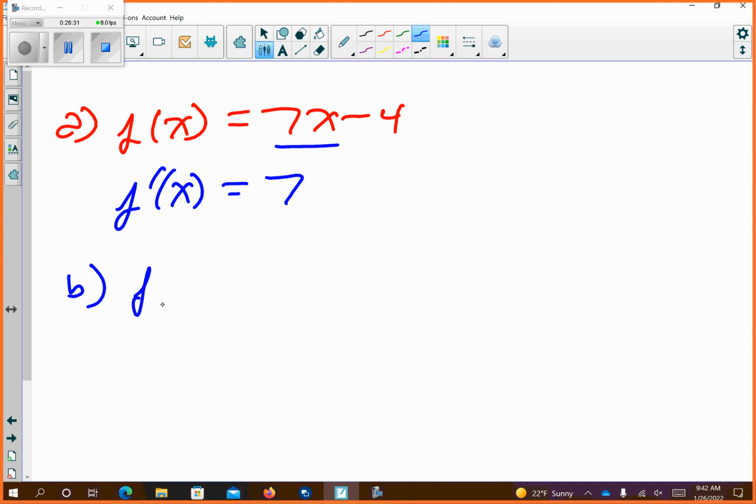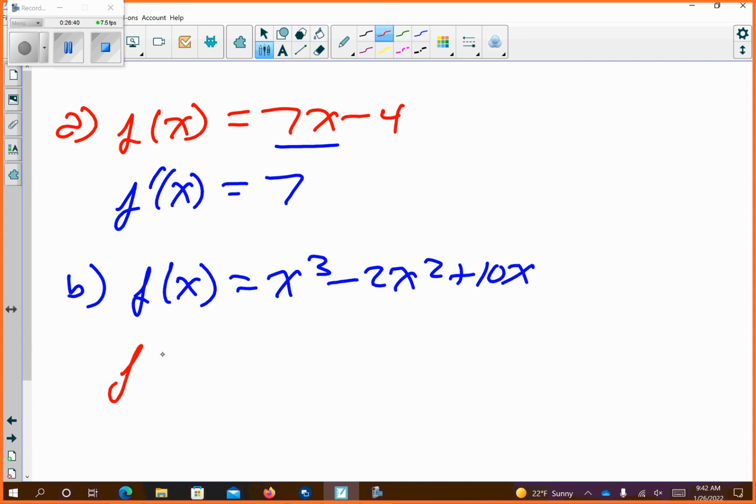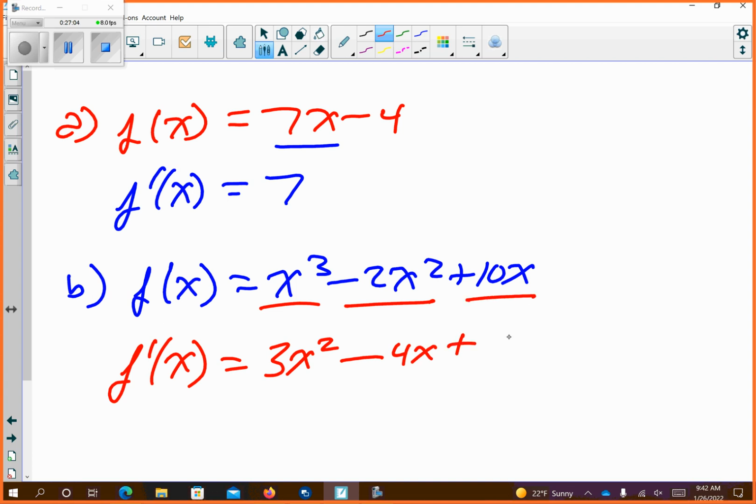For letter B, I'm going to take the derivative, so f prime of x. What's the derivative of x to the third? Close. 3x squared. 3x squared minus, what's the derivative of this? -4x. Good. So minus 4x is because of the negatives in there. And then what's the derivative of 10x? 10. Yeah. Okay.